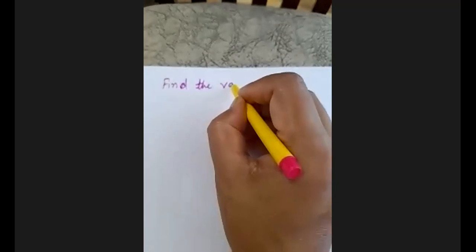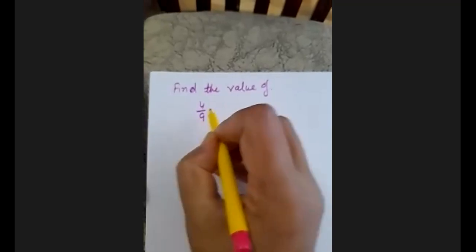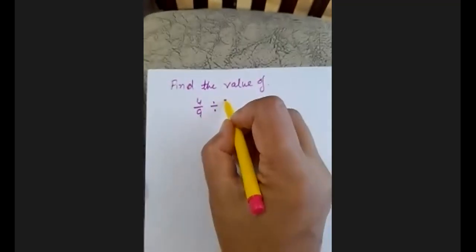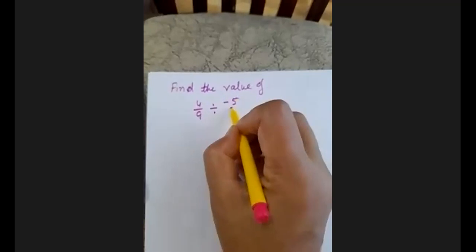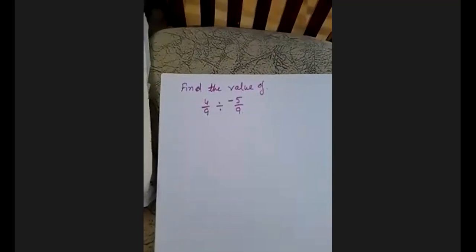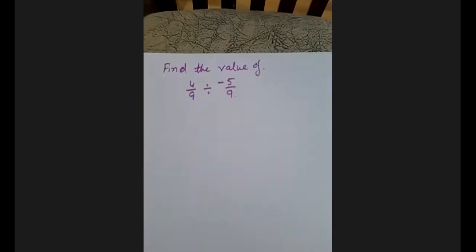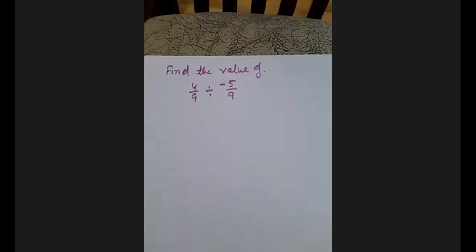Yes, students. Next, we'll discuss how we can divide two rational numbers. Division of rational numbers. For this, find the value of 4 upon 9 divide by -5 upon 9. Now, how we can divide two rational numbers?